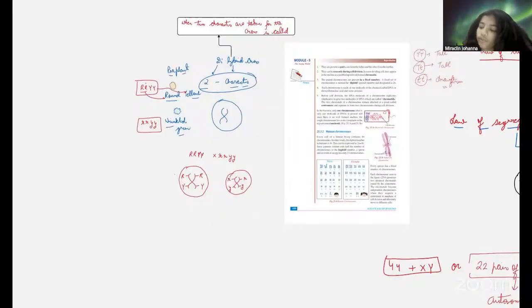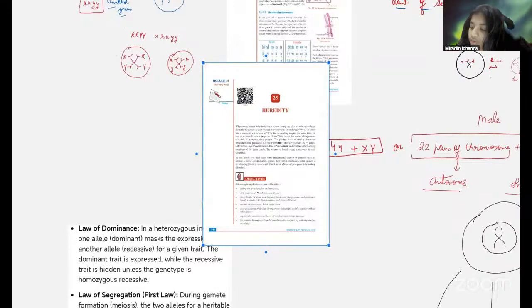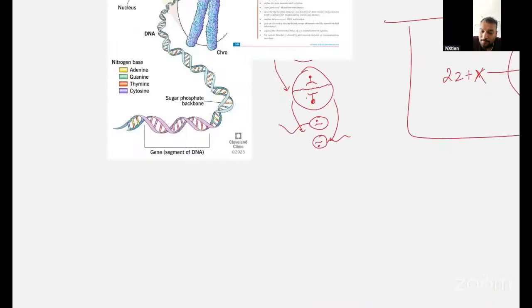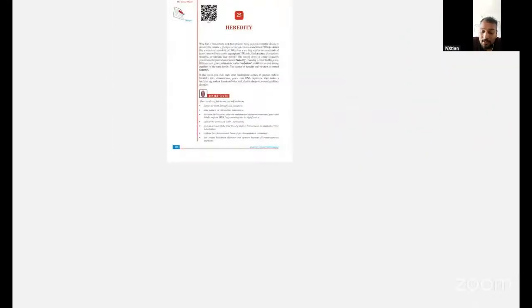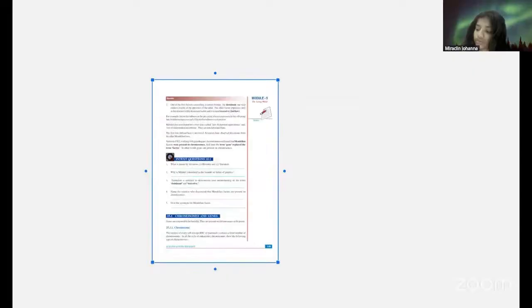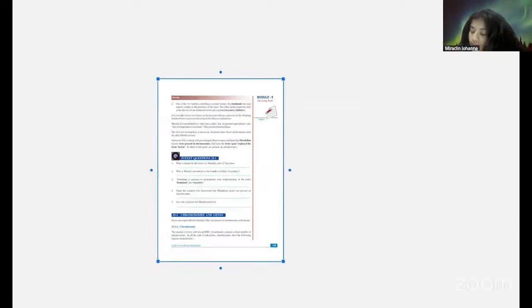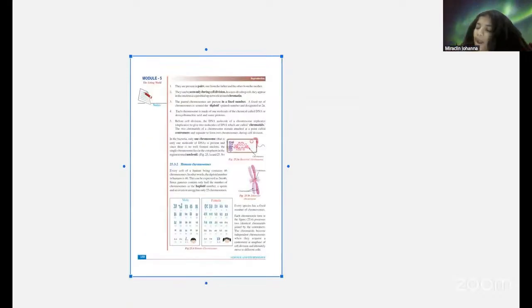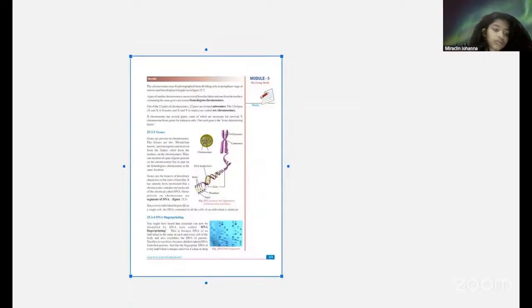So out of 23 pairs of chromosomes, 22 pairs are termed autosomes. Out of 23, 22 is what? Autosome. The 23rd pair is called the sex chromosome, which is X or Y.